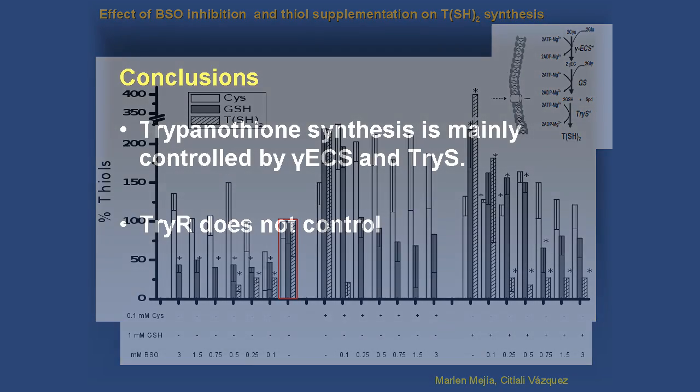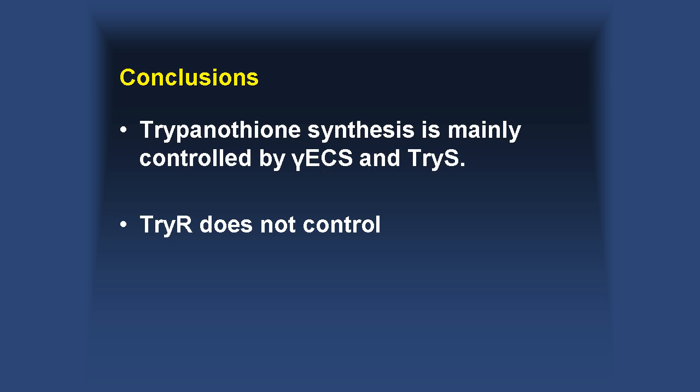So the conclusions of this part of the model were that trypanothione synthesis is mainly controlled by gamma-ECS and trypanothione synthetase, whereas trypanothione reductase does not control the pathway flux.